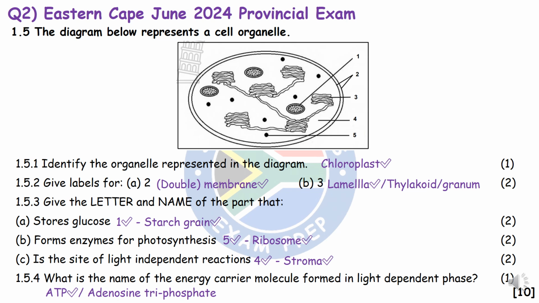Right, so let's answer the questions. Identify the organelle represented in the diagram. That is a chloroplast, 1 mark. Give labels for 2 and 3. 2 is the double membrane, 1 mark.